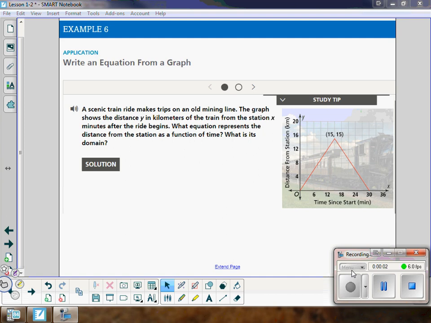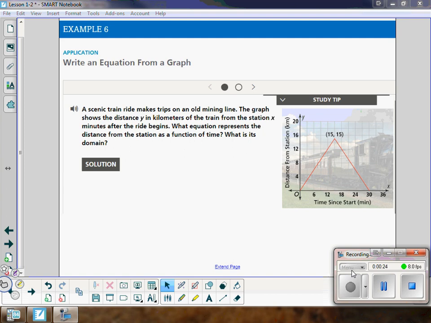Section 1.2, example 6. Write an equation from looking at a graph. They give you a word problem here. We're on a scenic train ride going along an old mining line. The graph is showing us our distance in kilometers of the train from the station X minutes after the ride begins. What equation would represent the distance from the station as a function of time?